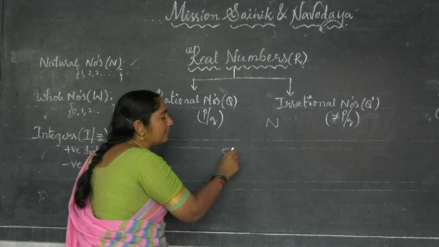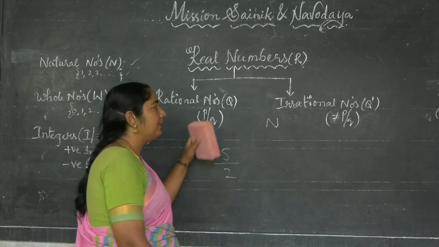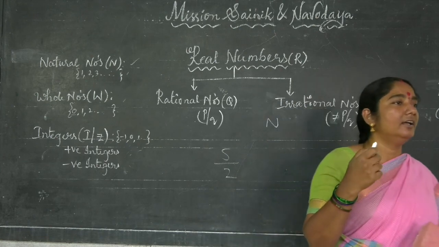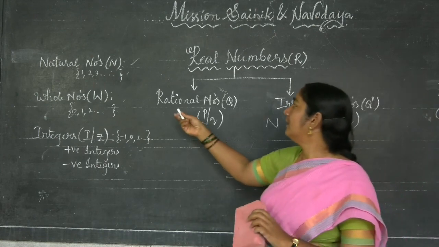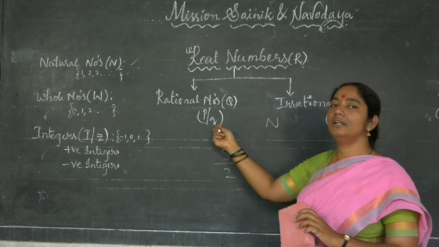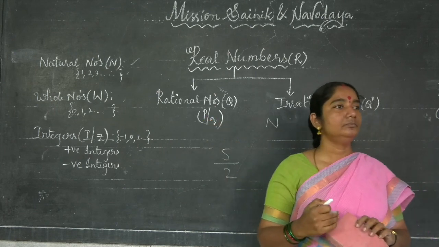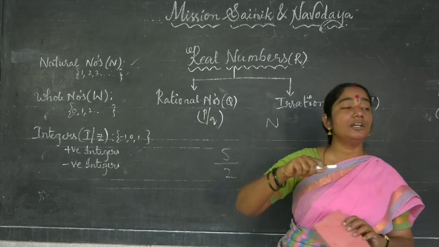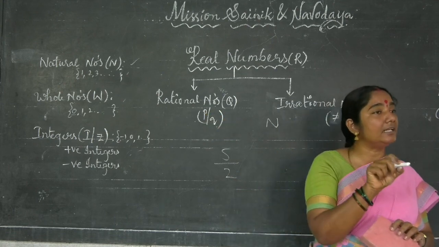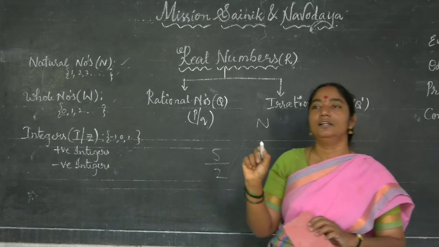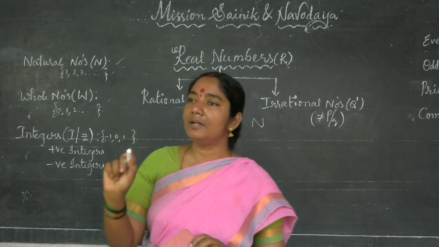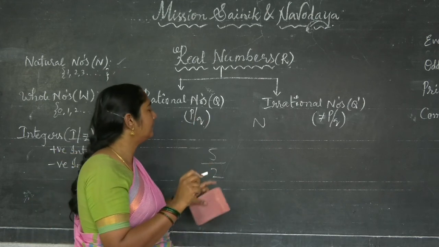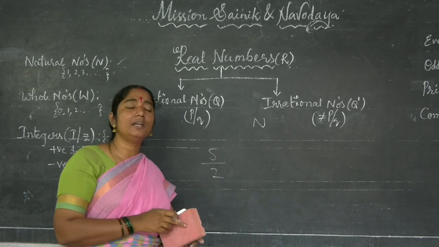Any number which can be written in the form of p by q, means in the form of a fraction or ratio, is called a rational number. A rational number is either terminating or recurring. Such kind of number we call a rational number. What is the meaning of terminating?